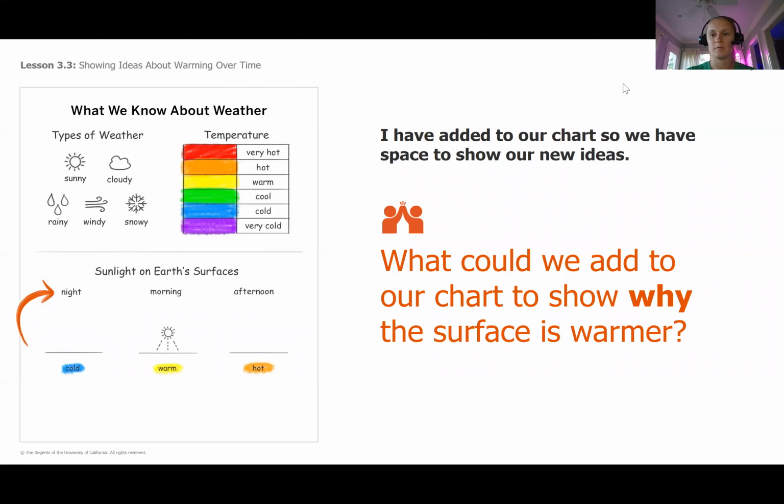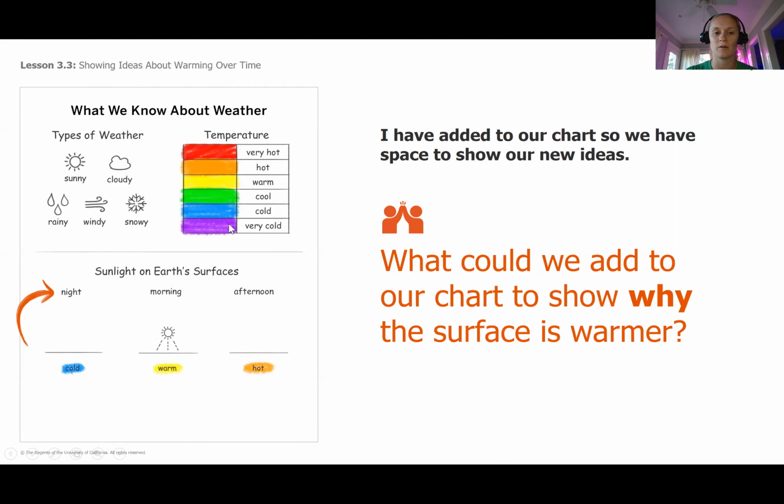So let me move myself right here. Here's our chart about what we know so far. We know that the types of weather are sunny, cloudy, rainy, windy, and snowy. Okay, and here's that temperature gauge I was just telling you about. Remember when we used the thermometers in class? And it did tell us a number, but the colors help us to decide how warm or cold it is.